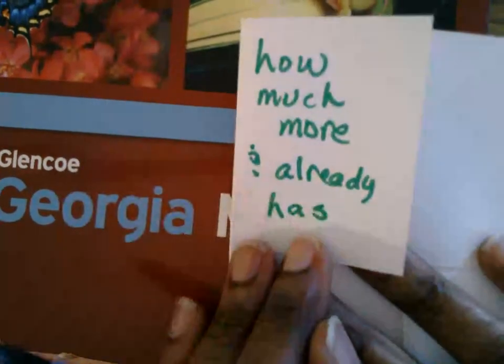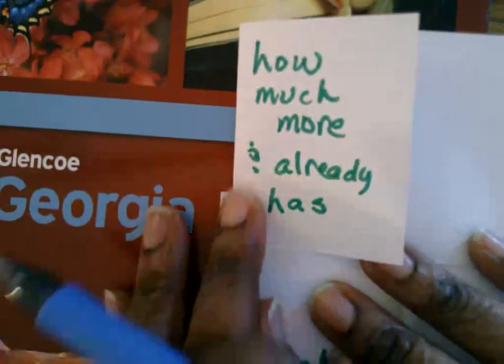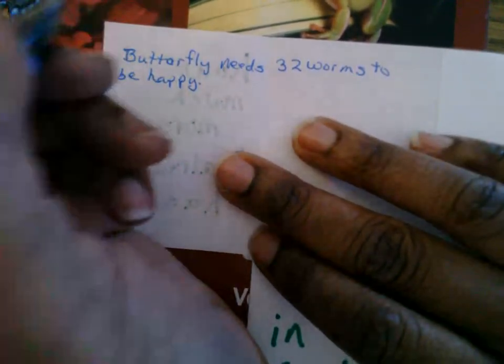All right, so here's the first one. And I am opening the flap. I'm going to use already has. It has to have an unknown and a total. So my word problem is butterfly needs 32 worms to be happy. Remember, we can scamper our way through this. So there's my total.